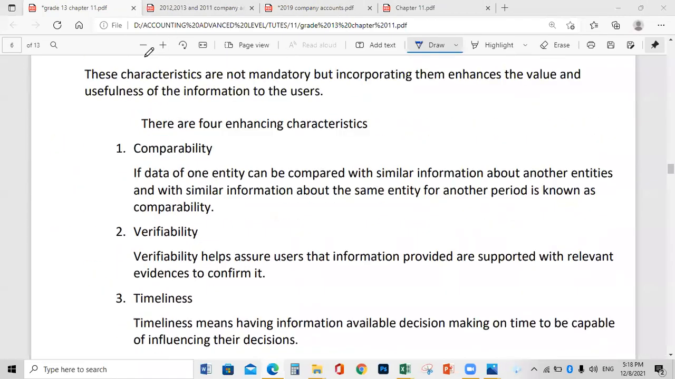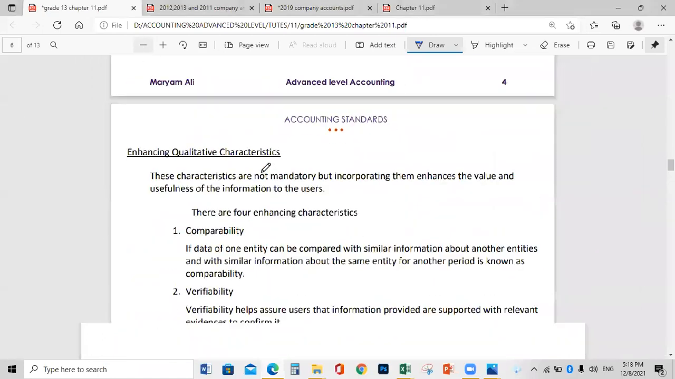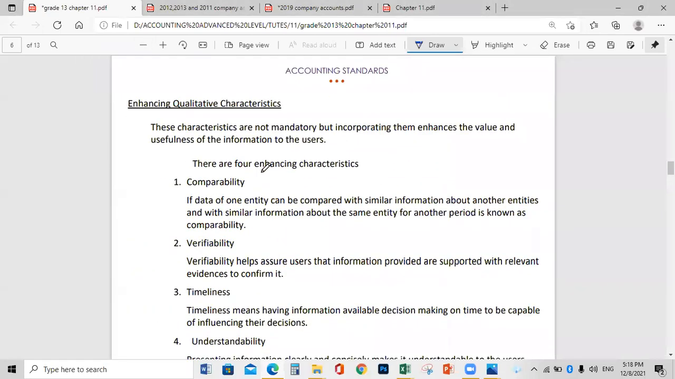Enhancing qualitative characteristics. What does that mean? These are characteristics which are not mandatory, but incorporating them enhances the value and usefulness of information to the users. Guys, they are not mandatory, but if you include them, they will increase the value and usefulness of the information to the users. It will increase the value, guys, if you include them.